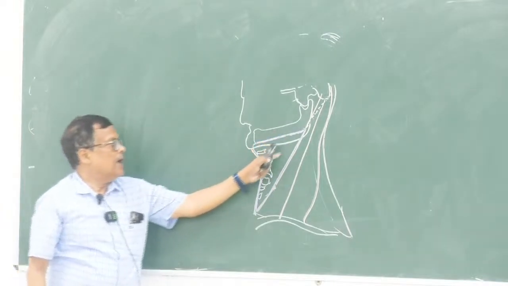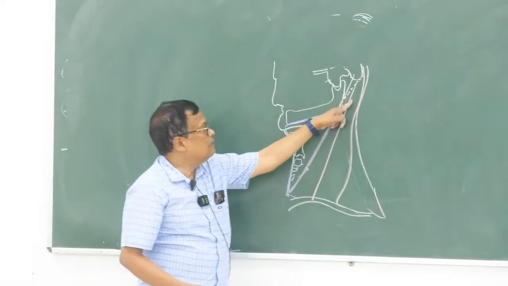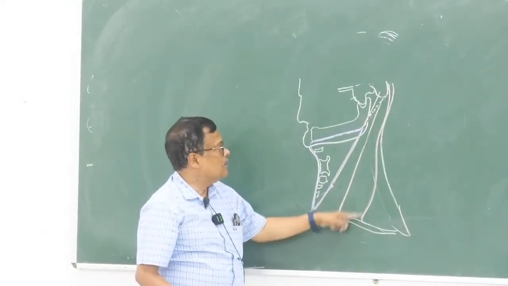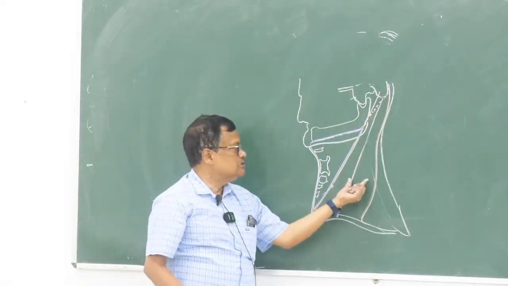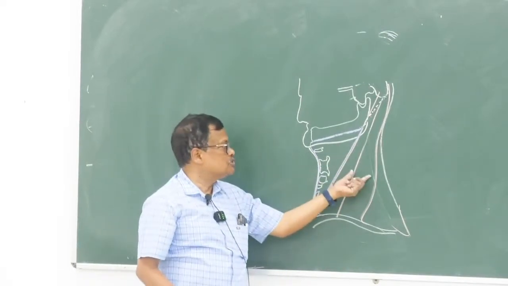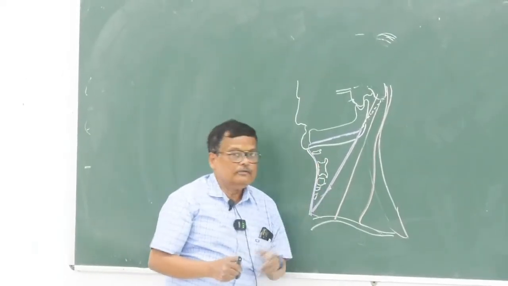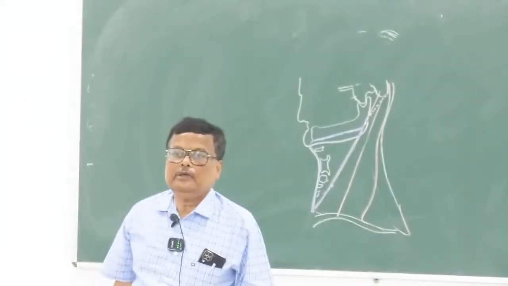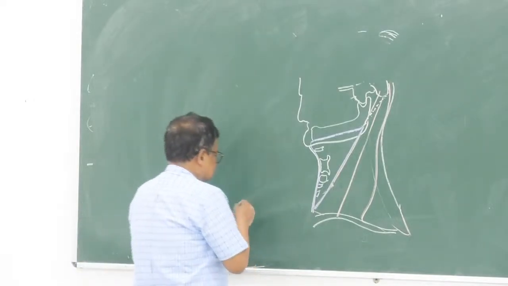So this is the anterior triangle, and the posterior triangle is that anteriorly the posterior border of the sternocleidomastoid, lower is the clavicle, middle third of the clavicle, and posteriorly the anterior border of the trapezius. So this is the posterior triangle, this is the anterior triangle. And anterior triangle is a large area. So to have a more specific, we divide the anterior triangle into a number of divisions.